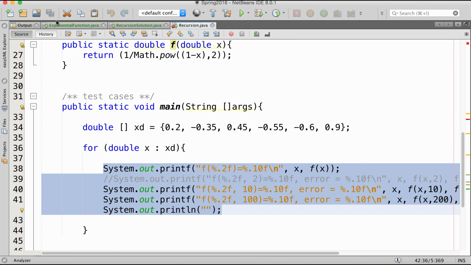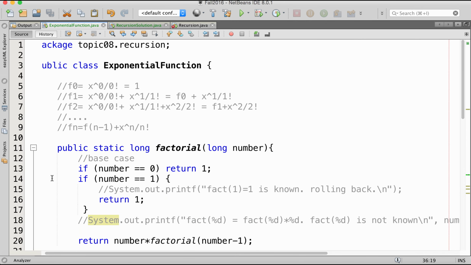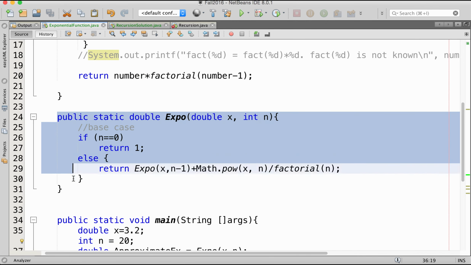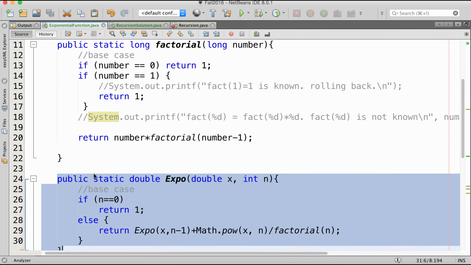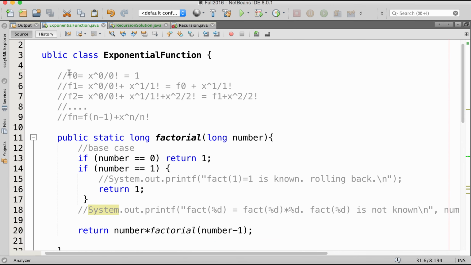To summarize, we did a recursive function for the exponential function based on the Taylor series. We have f0 equal to 1, f1 equal to f0 plus x^1 divided by 1 factorial, and finally we come to the general case: fn equals f(n-1) plus x^n divided by n factorial. You studied series in math, I think. You studied series functions. This is a series function, so there is nothing different.